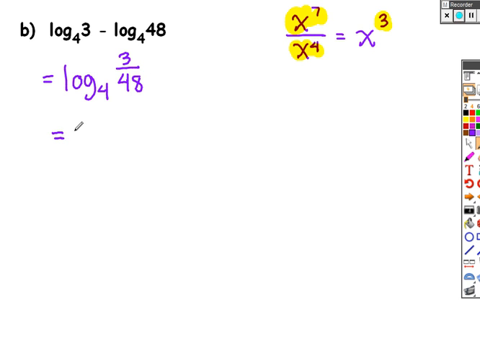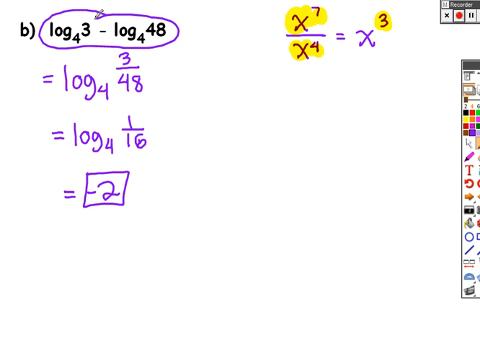Now 3 over 48 is the same as 1/16. So back in the original, 4 to what power is 3? Well, I don't know that. That would be a decimal. But if I combine these, I actually end up getting something that I can evaluate. 4 to what power is 1 over 16? Well, 4 squared is 16. So 4 to the negative 2 power would give me 1 over 16. And that should be equivalent to log base 4 of 3 minus log base 4 of 48.